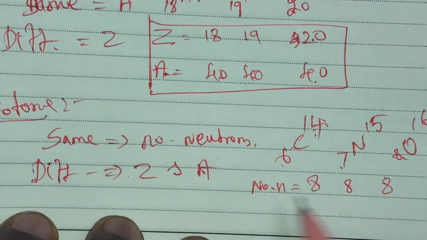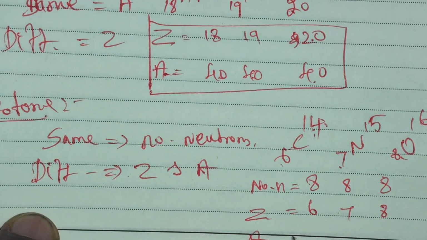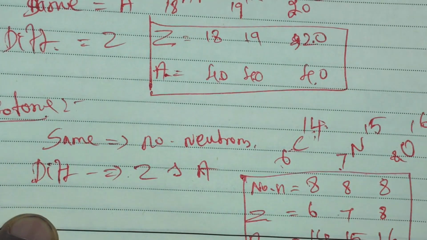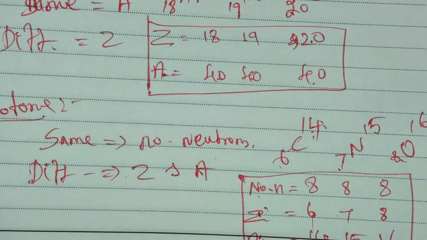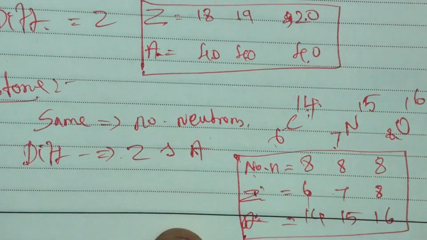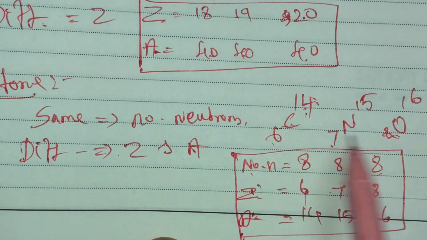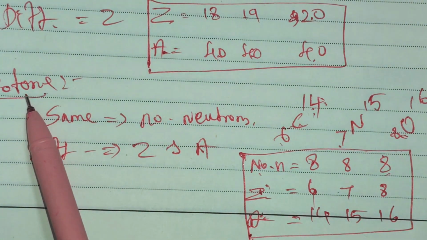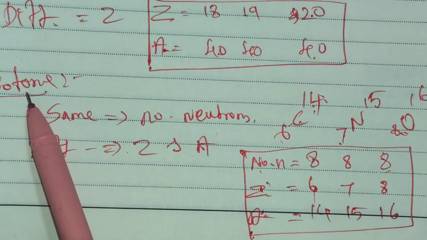So here the atomic numbers are 6, 7, 8 and the mass numbers are 14, 15, 16. Both the atomic number and the mass number differ, but only the number of neutrons is the same. That's why these come under isotones. So it's very, very important: isotone means the same number of neutrons is present. Okay, next see isoelectronic.